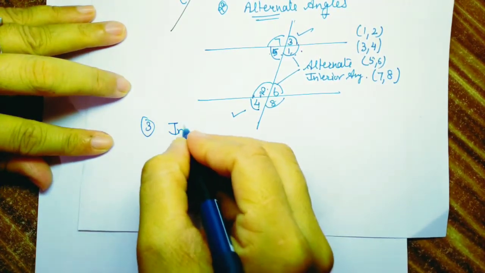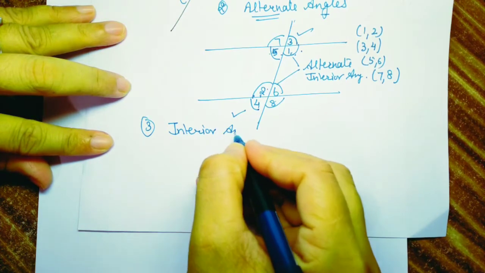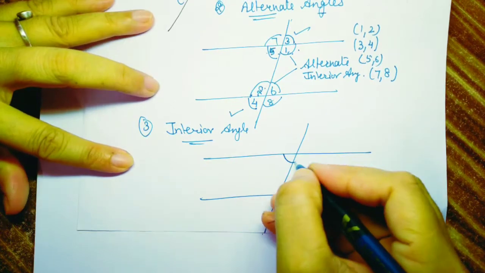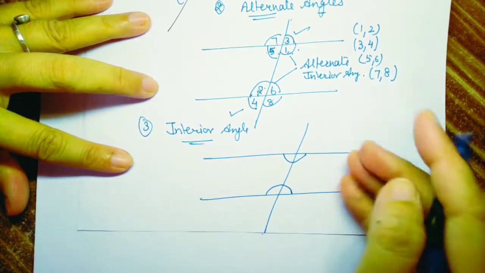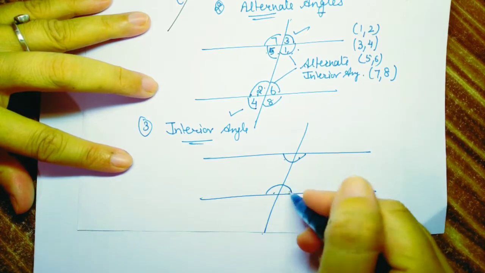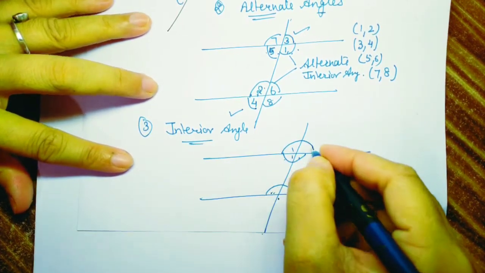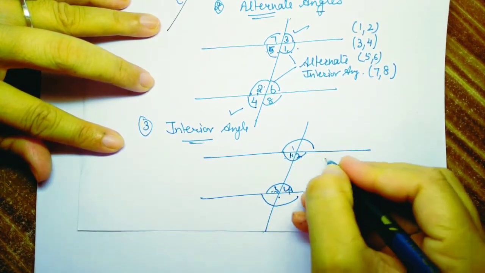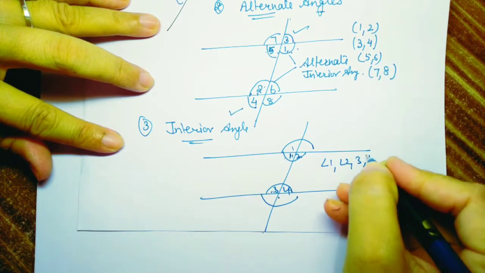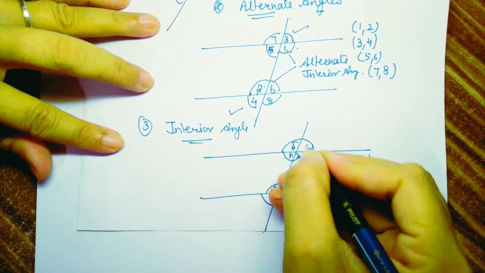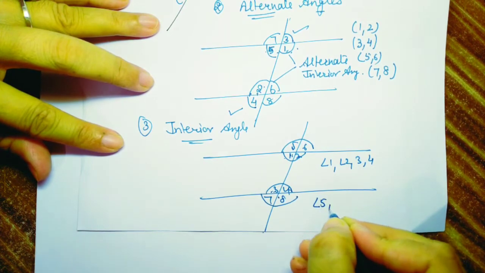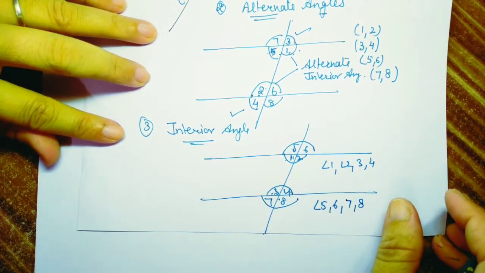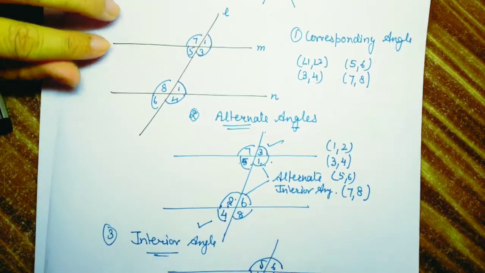Okay. Then after that, students, we will discuss interior angles. Interior angles are those angles which form inside the two lines. Those angles are said to be interior angles. And outside of this is called exterior angles. So the interior angles are 1, 2, 3 and 4. Then angles 5, 6, 7 and 8 are exterior angles. So students, these are the angles formed by the transversal.